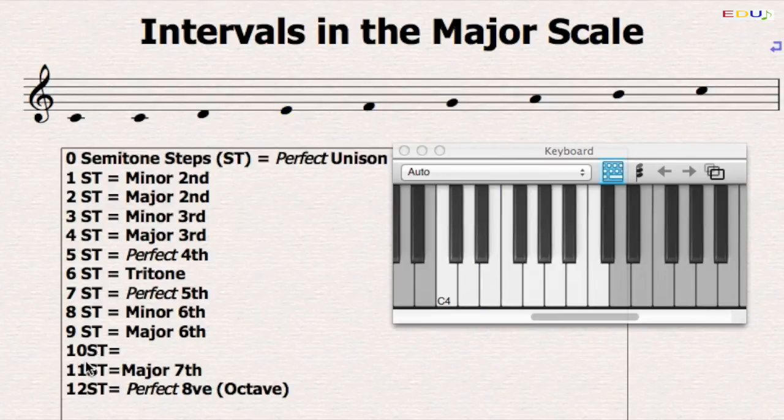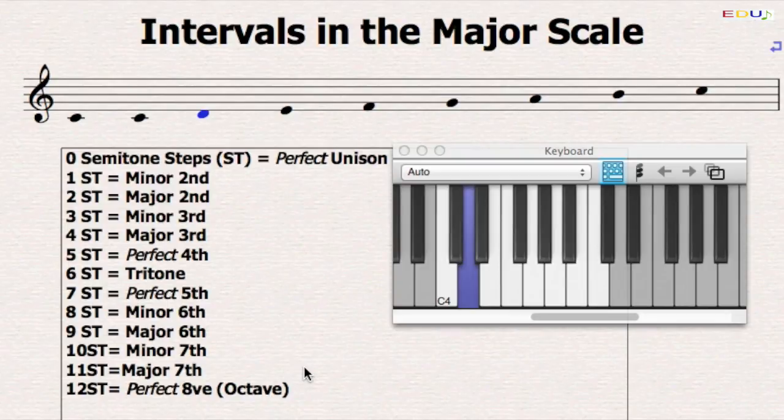The interval that has a distance of 10 semitone steps would be called the minor seventh. An example for the minor seventh would be the distance between a D and a C. 1, 2, 3, 4, 5, 6, 7, 8, 9, 10 semitones.